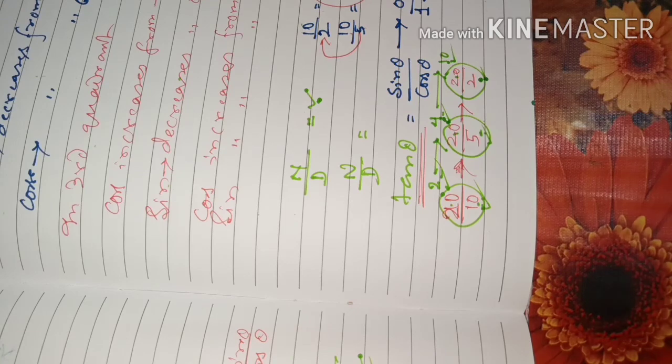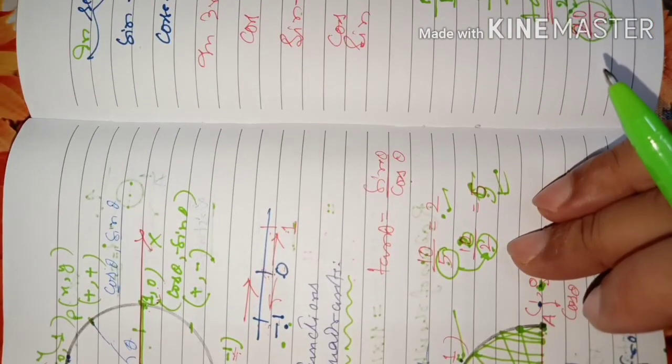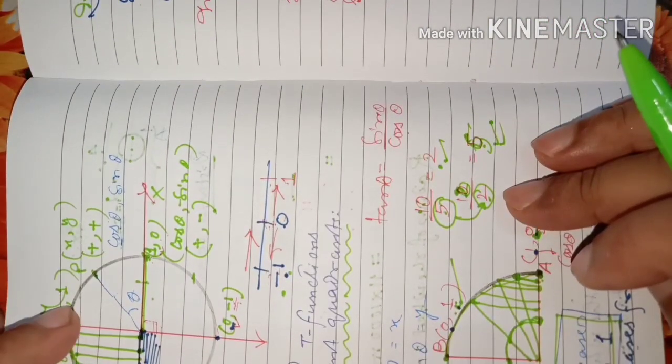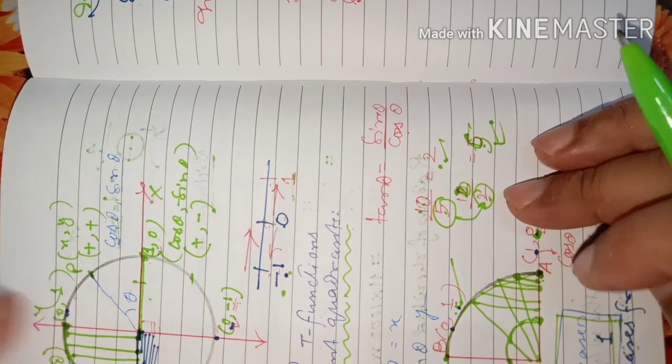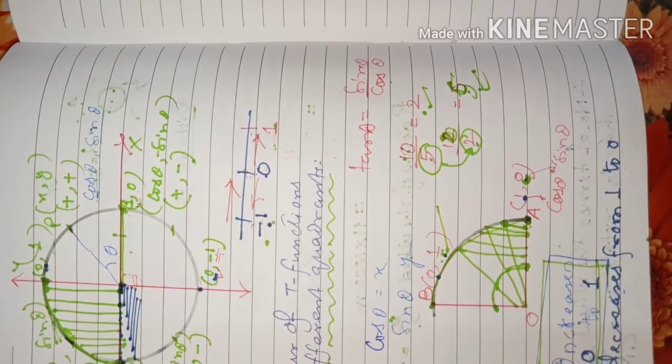Okay, dear students. So you have understood that the tan ratio is going to increase in the first quadrant. Clear? So the remaining trigonometric ratios' behavior we will study in our next class.